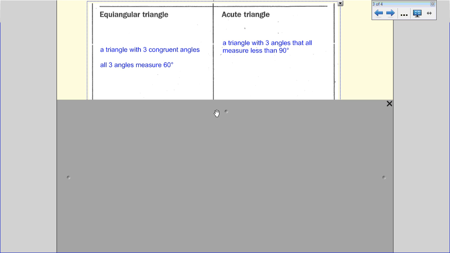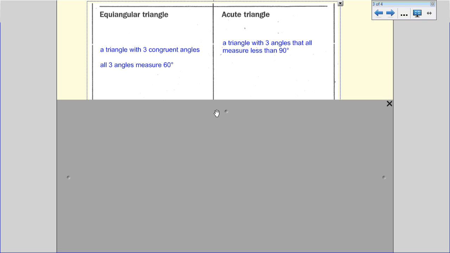Equiangular triangle is a triangle with 3 congruent angles. So we should see equal angles in there. What you need to remember from that is that all 3 angles will measure 60 degrees. And that was something that was kind of inferred, is what I would say in there. They weren't explicit with it in saying all 3 angles equal 60 degrees. But if we take 180 and divide it by 3, we get 60 degrees.